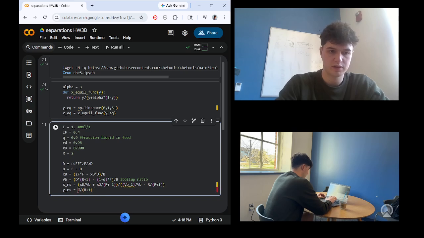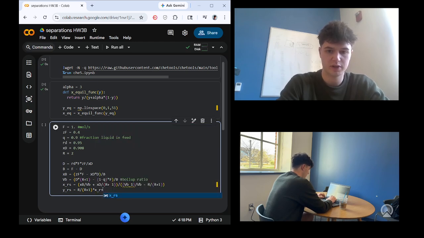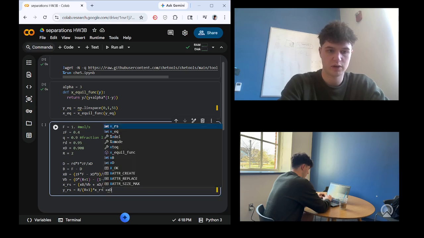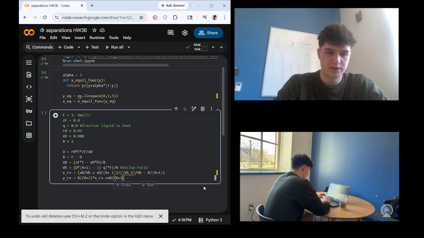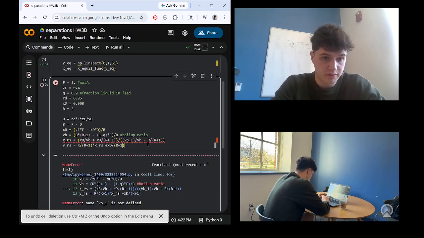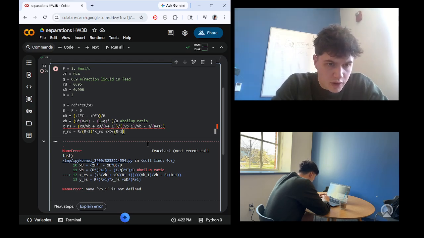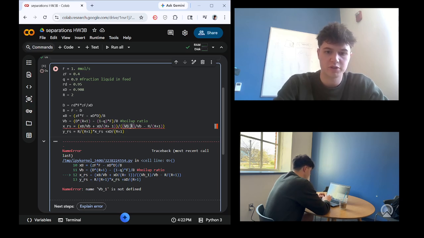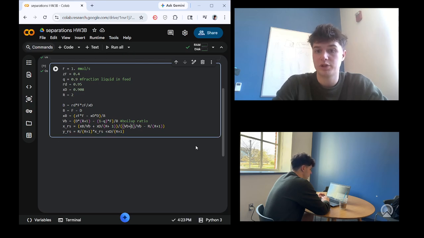We have one too many parentheses here. Times X underscore RS, which is the equation above. We're going to add that to our XD divided by reflux plus 1. Now let's get rid of this. Let's run this, make sure everything's okay. We do have an error. VB underscore 1. Where did I write VB underscore 1? Oh, sorry, this is meant to be plus 1. Run it, and we are good to continue to the next portion.